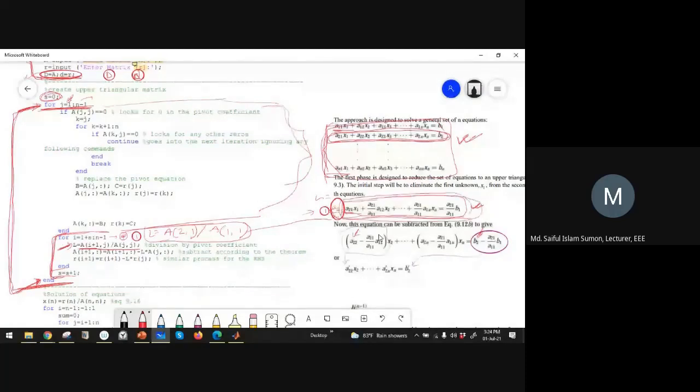Okay, I need to subtract this equation from here. So from here, how can I do that? This is actually from matrix A. Okay, so you can see this one. Just let me clear it. You will understand this better.